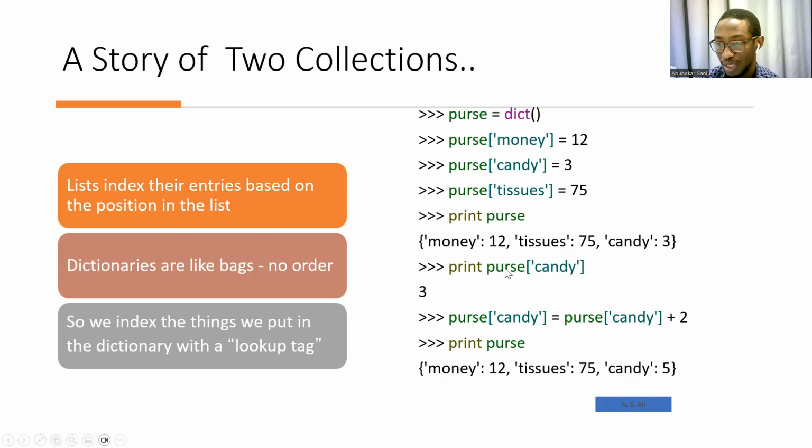And you want to maybe see what is the value of candy. When you put purse, then candy in quotes, because it is the key, and when you print this, it will print the value, which is 3. You can see the value is printed. If it is numeric, you can add 2 to it. So now, let's say we bought more candies and we added them to the purse. Now our candy becomes 3 plus 2, which is 5.